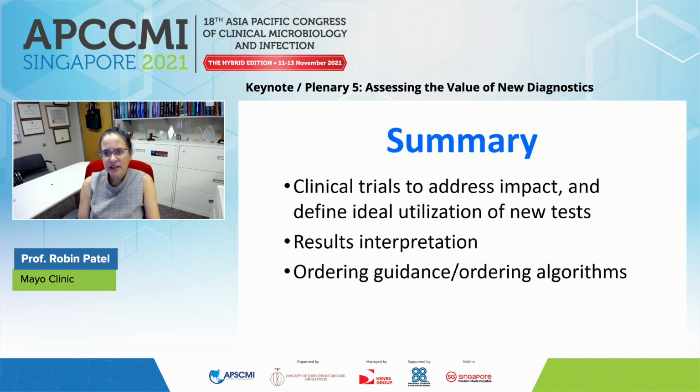So I'd like to summarize here. With the explosion of new diagnostic tests, we really have to define value. You can do that by performing clinical trials like the 2 that I showed you today that address the impact and define the ideal utilization of new tests. Results interpretation is really helpful. Some of these new tests are very complicated, and you need to put what they mean into the actual result coming from the laboratory. And then ordering guidance is really helpful, and that really can be based on ordering algorithms that define when you should and shouldn't order particular tests.